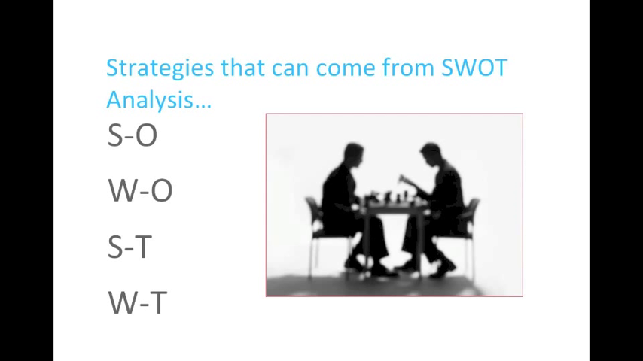WO strategies are those that attempt to enhance or improve on weaknesses to take advantage of opportunities. ST strategies are the ones where you use your strengths to combat or minimize potential threats. And then WT strategies are the ones where you would, in some cases, say, we may need to no longer produce this product or get out of this market. There are some weaknesses that you have and there's some potential threats, and you try to mitigate against that.